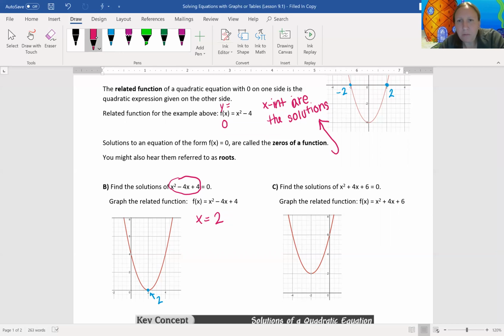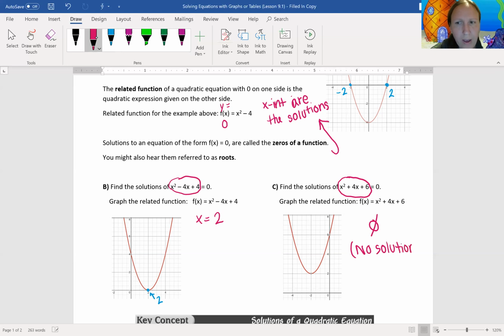And for the last one, we want x squared plus 4x plus 6 equals 0. We had the equals 0. So that is the related function we're going to graph: f of x equals x squared plus 4x plus 6. And in this graph, it doesn't even hit the x-axis. There are no x-intercepts, okay? Meaning there is no solution to this quadratic equation, okay?